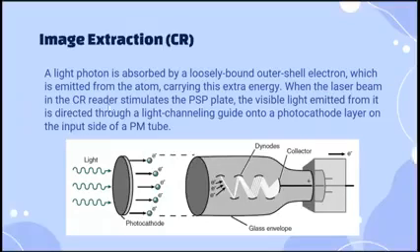When the laser beam in the CR reader stimulates the PSP plate, the visible light emitted from it is directed through a light channeling guide onto a photocathode layer on the input side of a PM tube. So once the PSP plate releases light, it will be guided by the fiber optics light channeling guides towards the photocathode, and the photocathode converts light into electrons. And then this electrical signal produced by the electrons is too small to be detected by most other types of electronic devices. So it needs to be amplified, in order to increase its strength or energy.